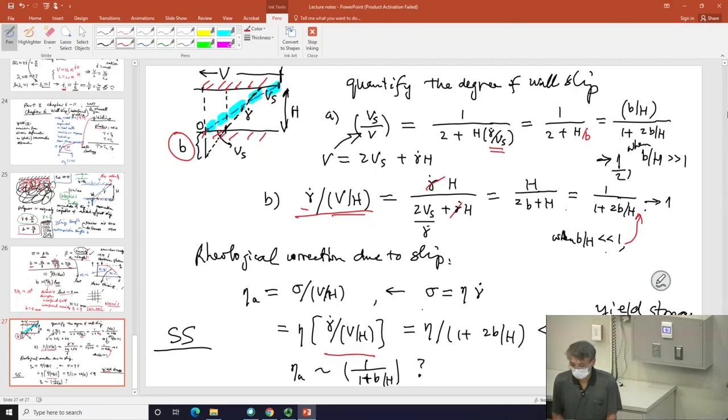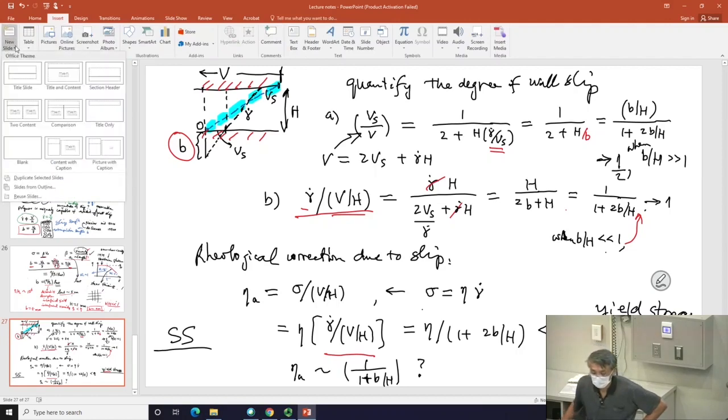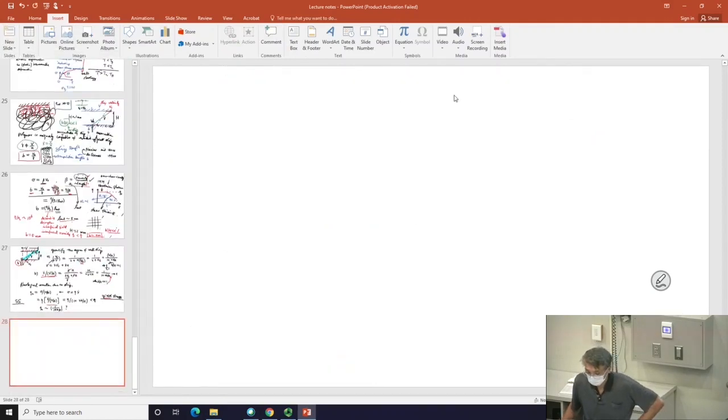Clear? So this is just, as I said, for you to first have a sense of it: if you have more slip, you better watch out. Your measurement is no longer accurate. Okay.